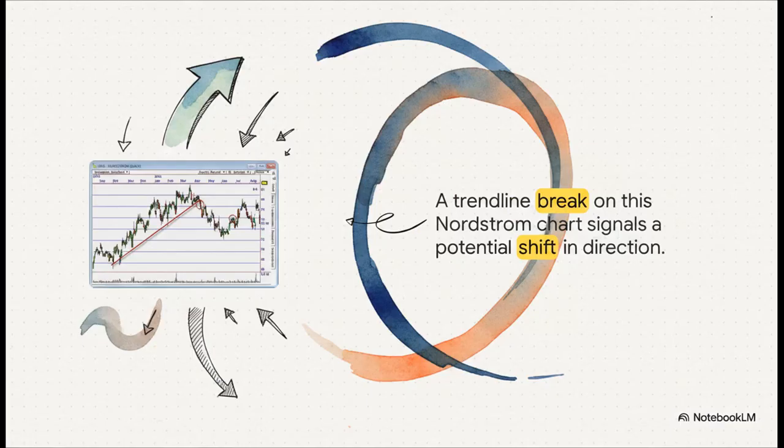And here's what happens when those guardrails finally give way. This Nordstrom chart shows a trend line that held up again and again and again. But look at what happens when the price finally just slices right through it.